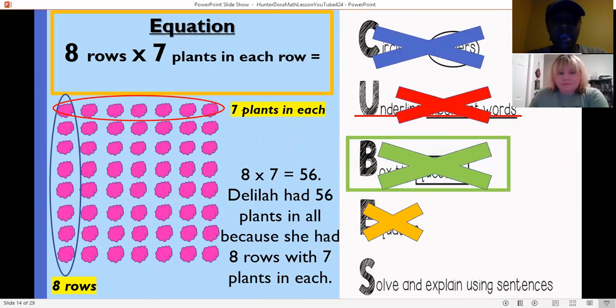All right, here we have 8 rows times 7 plants is 56. So in all, Delilah had 56 plants because she had 8 rows with 7 plants in each. Wonderful. And notice the sentence, how it didn't just say Delilah had 56 plants in all. It actually explained why Delilah had 56 plants, because she had 8 rows and there were 7 plants in each row. So that is a great example of how you could write a sentence for the S part of CUBES.